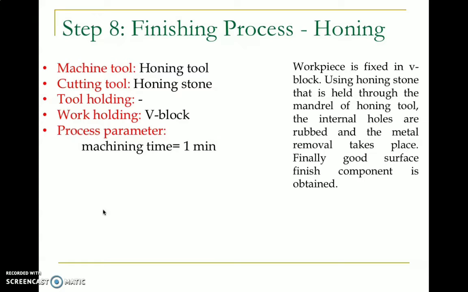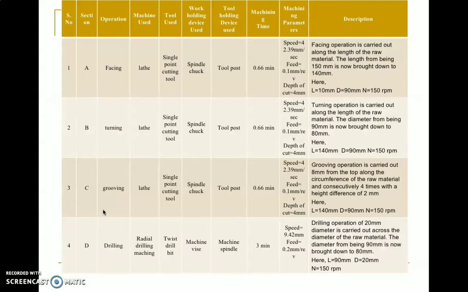Again, the workpiece is fixed in a V block. Using the honing stone that is held through the mandrel of the honing tool, the internal hole is rubbed and the material removal taking place. And finally, a good surface finish inside the hole is obtained. The machine tool is a honing tool, and the cutting tool is a honing stone, and the work holding device here is a V block, and there is no tool hold. There is not much of a necessity to use a tool holding device, and the machining time is 1 minute.